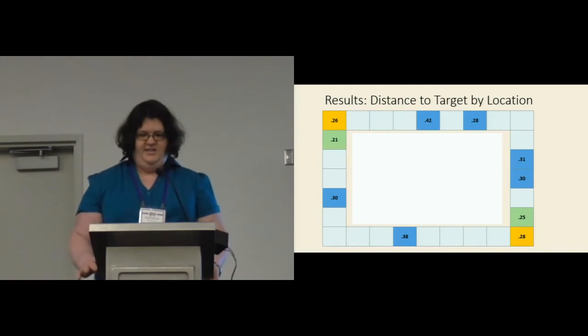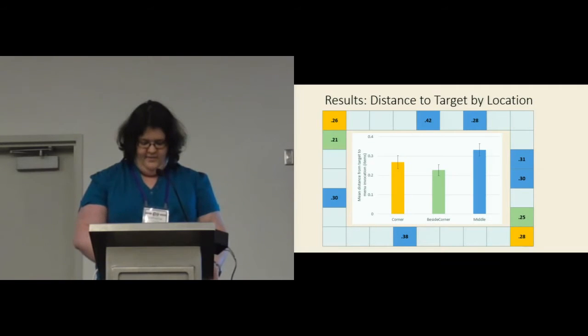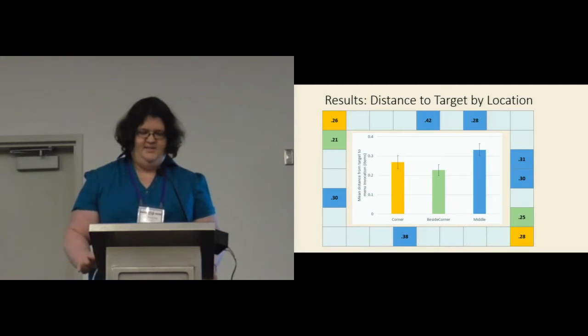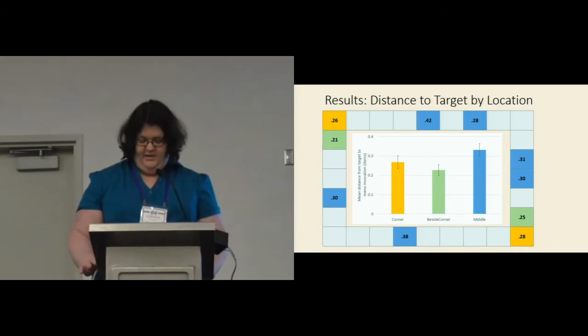Then we also looked at our distance metric by location as well. And we found that items that were near a corner actually had the smallest distance. The corners were pretty close behind. And we also found that users use the expert shortcut more often if an item was in a corner or near a corner.